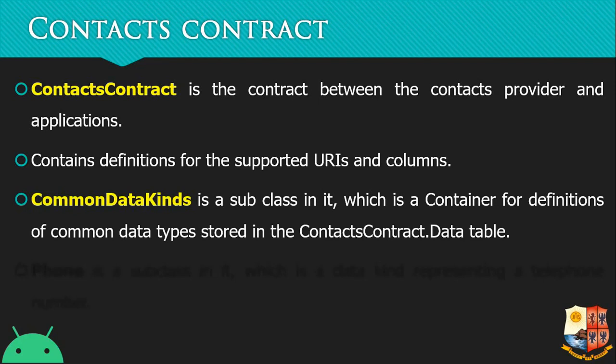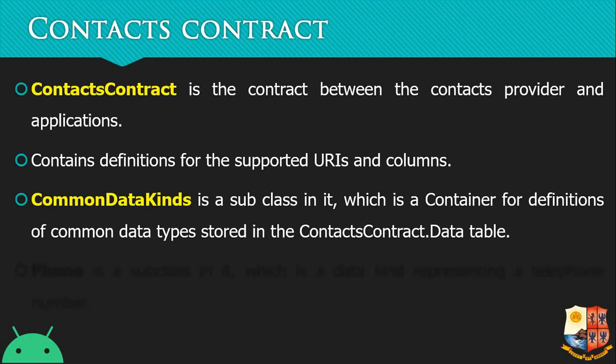What does it have? It contains definitions for common data types stored in the contract data table. Please note in the previous slide I showed you columns, say data 1, data 2, data 3, data 4, like that. So what is data 1, what is data 2, what is data 3?